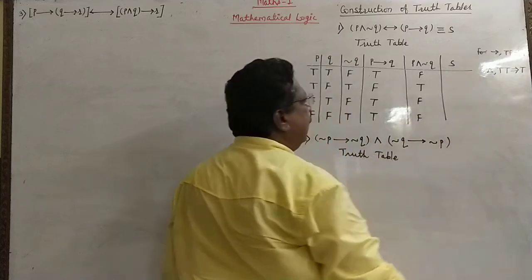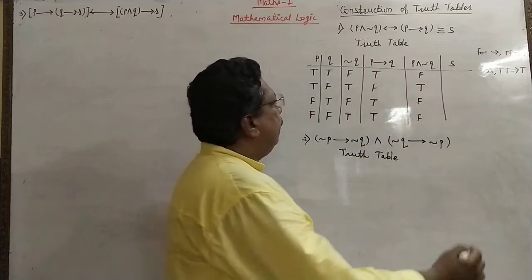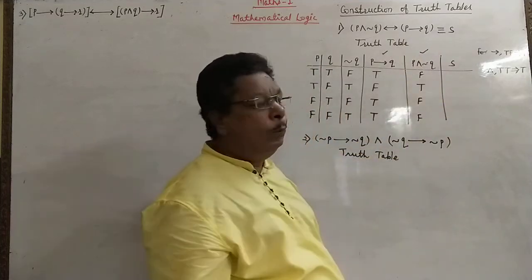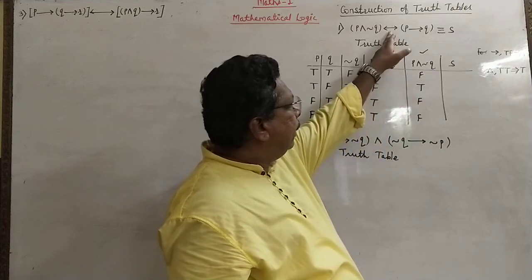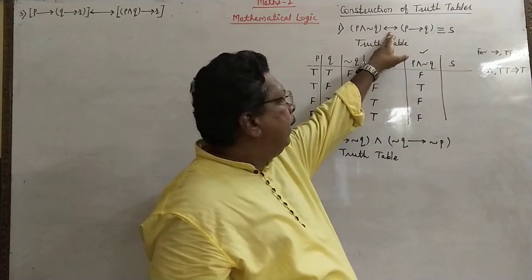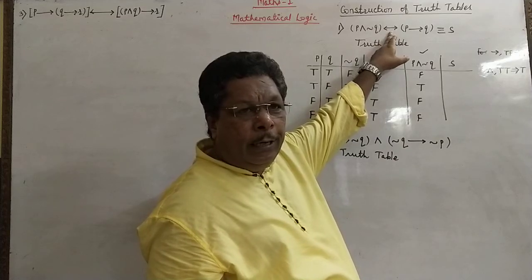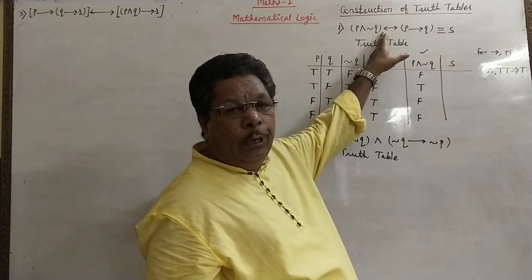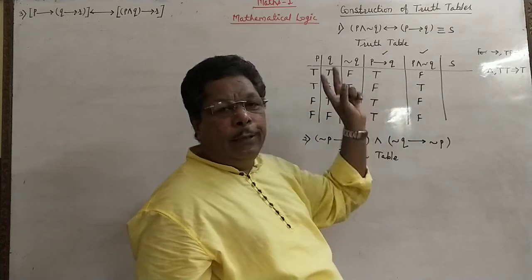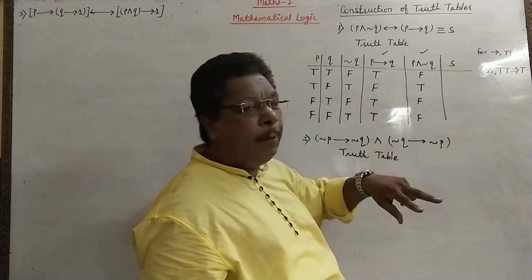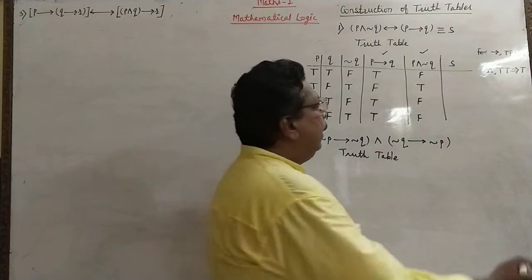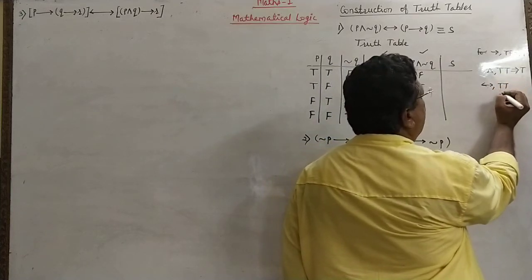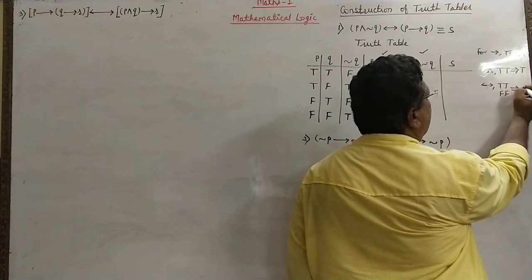Last column is S. S is divided into two parts. First part is P and negation Q. Second part is P conditional Q. In between them, connective is biconditional. What is the requirement for the last connective biconditional? If they have same truth values, then their biconditional is true. It means both the statements are true, then their biconditional is true. Both the statements are false, there also their biconditional is true. Requirement for the biconditional is, if they have same truth values, then their biconditional is true.